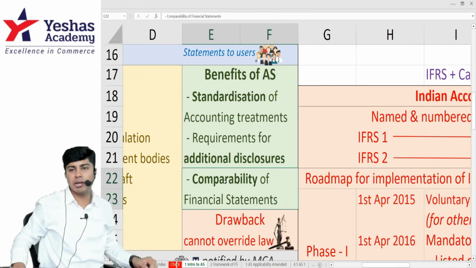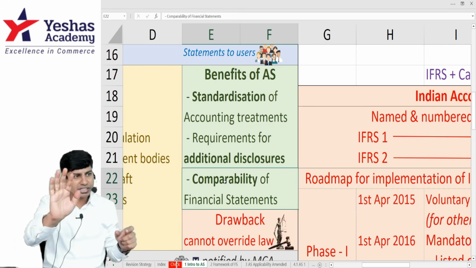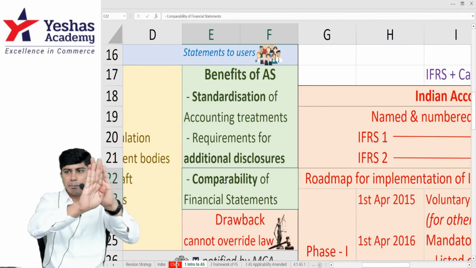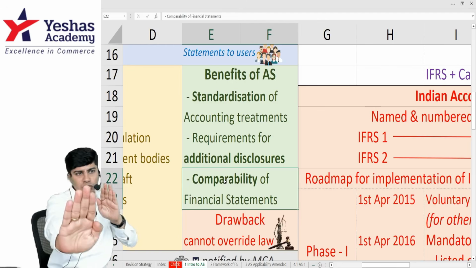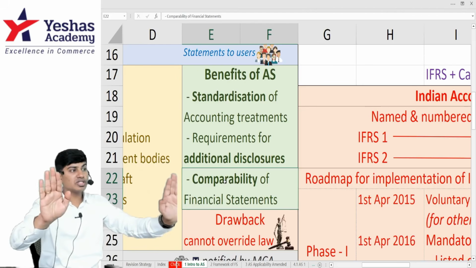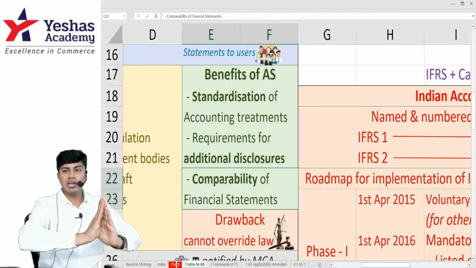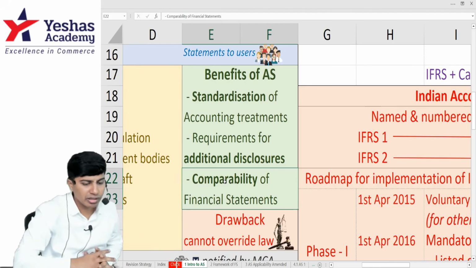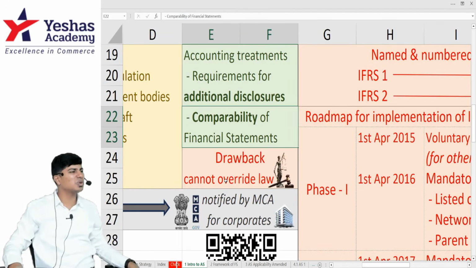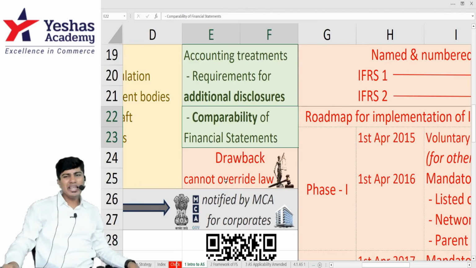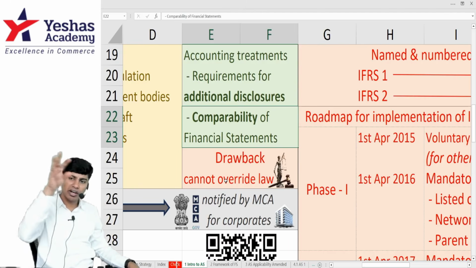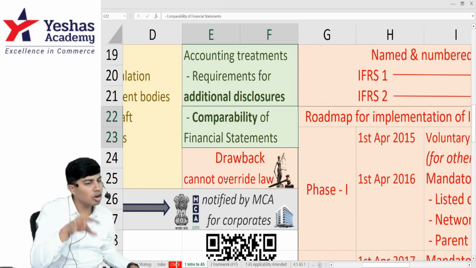Then we also have comparability. Financial statements of one entity and financial statements of another entity can be compared. If you follow different rules and I follow different rules, can we compare? No. If both of us follow the same rules, they can be compared. Are you getting it? Very nice. Then the only drawback is that accounting standards cannot override law. If law tells A, accounting standards cannot tell B. Accounting standards have to be under the jurisdiction of law.